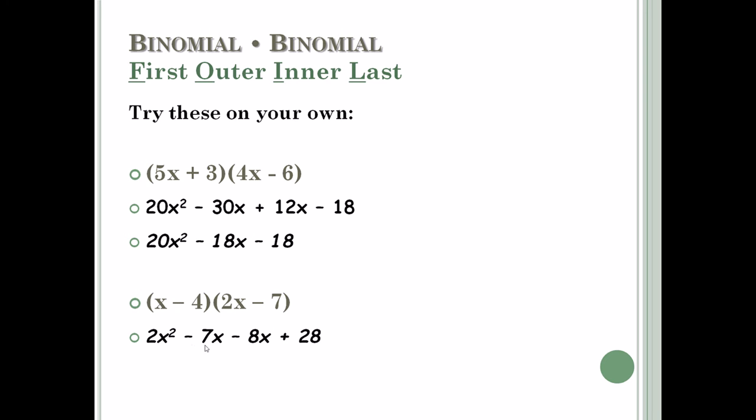Did you group up the middle and get negative 15x? Then you did right. So you have to write this whole thing, 2x squared, take away 15x plus 28. That is the answer. Okay, that's a binomial times a binomial. So that's using the FOIL method.